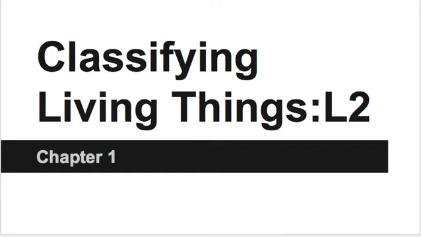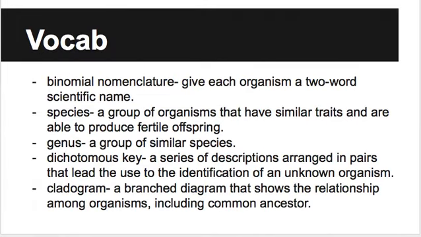All right, classifying living things is lesson 2 for chapter 1. We're going to jump right in. The vocab. We have binomial nomenclature. This is a system that gives each organism a two-word scientific name. A species is a group of organisms that have similar traits and are able to produce fertile offspring. A genus is a group of similar species.